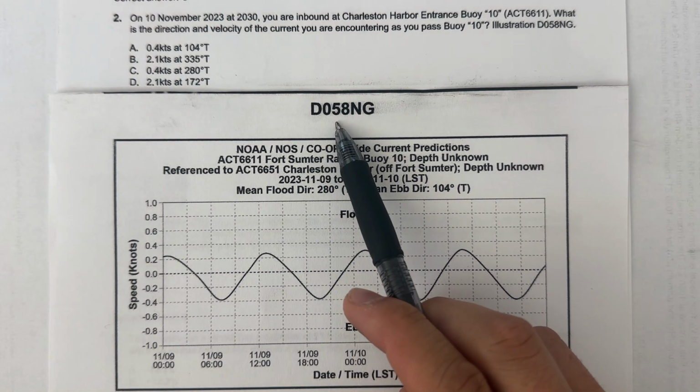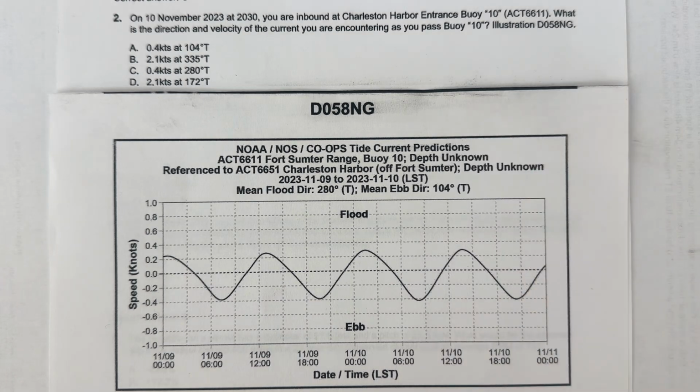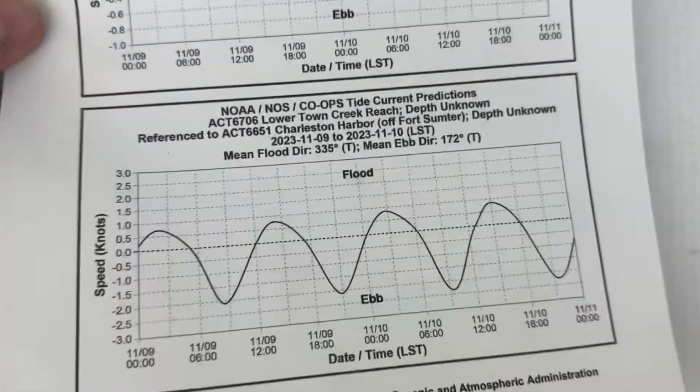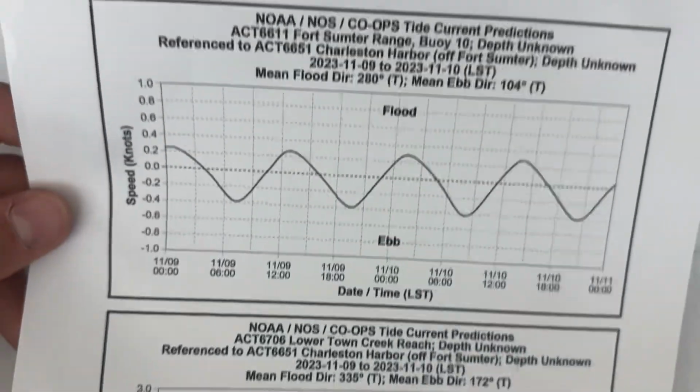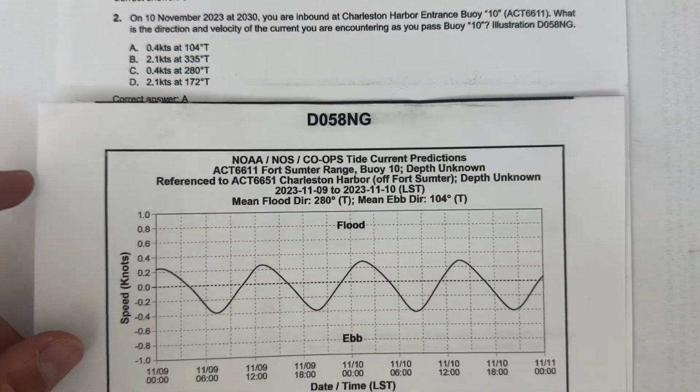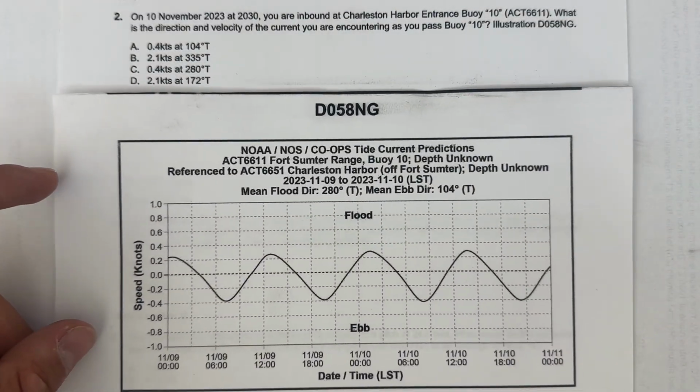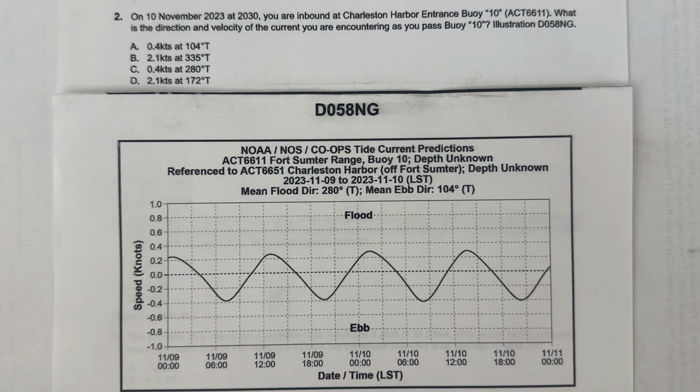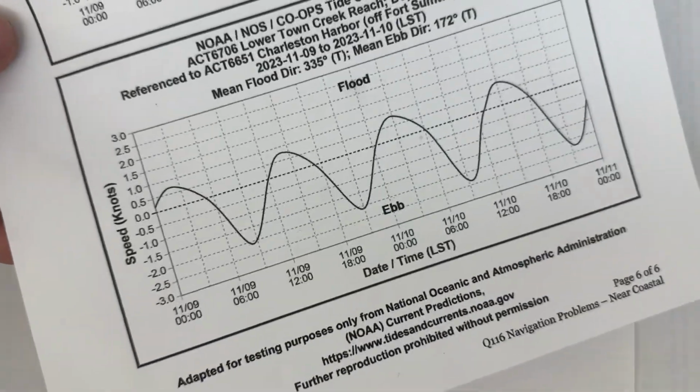illustration. So we want to compare D058 to D058. We know we're looking at the right one, and there's two figures listed on this reference. So what you want to do is make sure you're referencing the right station, the station reference in the problem, ACT 6611. These problems are designed to trip you up, so the answer choices are also going to have the one that would be reflected in this bottom one.